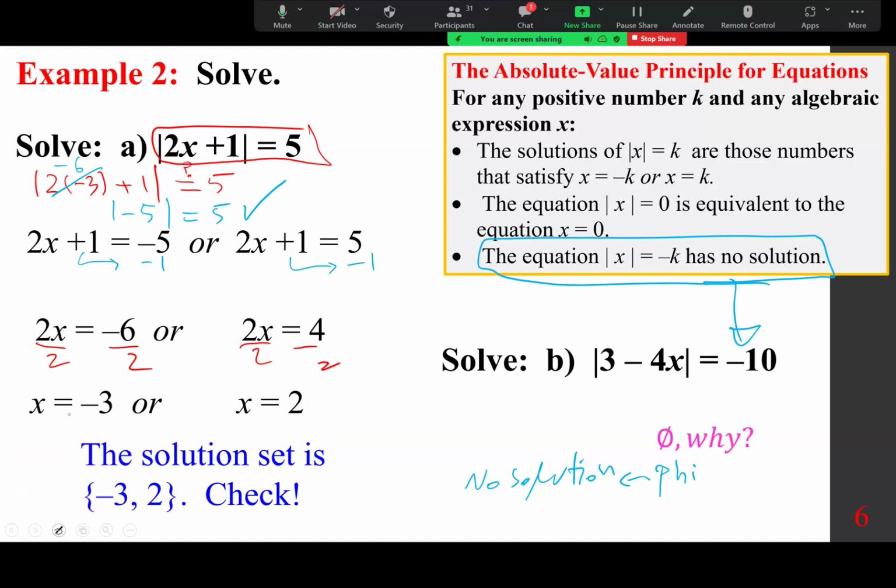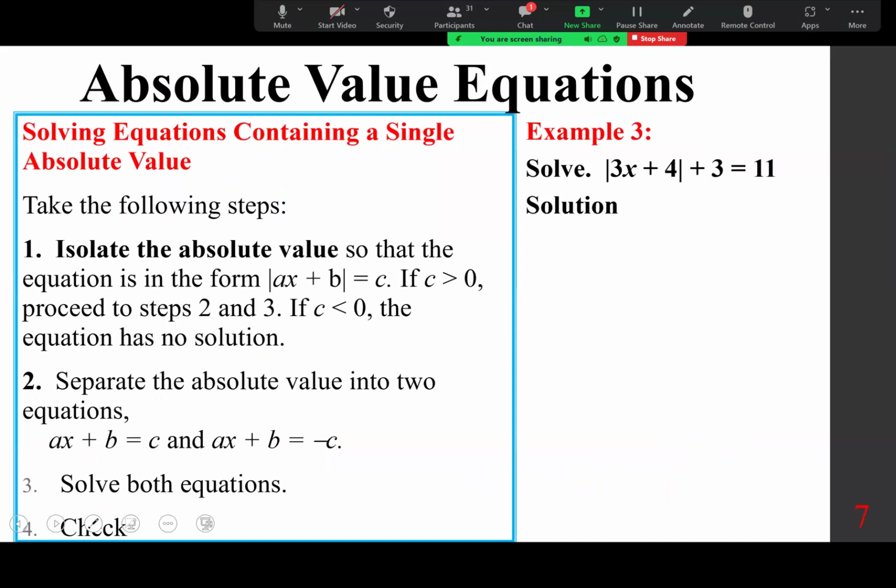So if you have the equality and you have a negative number for an absolute value equality, there is no solution. Again, if it's 0, there is one solution, you set it equal to 0, and if it's positive, you have two solutions. Now, here's an example.